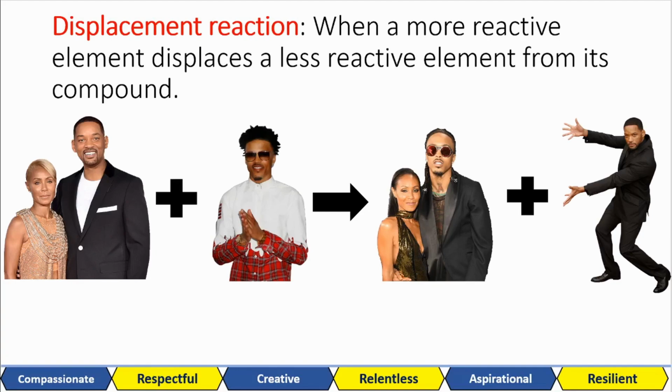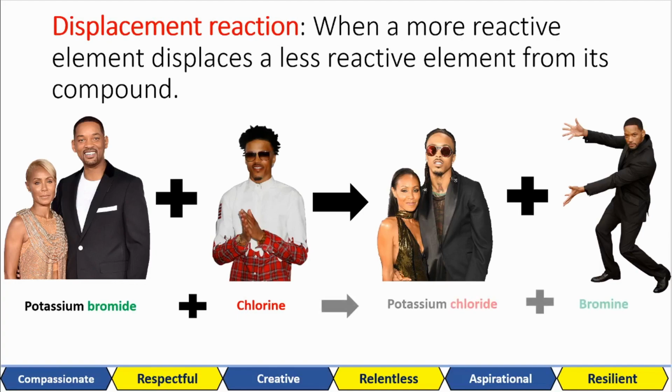Let's say our starting compound was potassium bromide, and we add chlorine, which is more reactive than the bromide ions. Our end product will therefore be potassium chloride and bromine. Again, notice the name when we have the halogen by itself and when it becomes a halide ion. The ene turns into an ide.